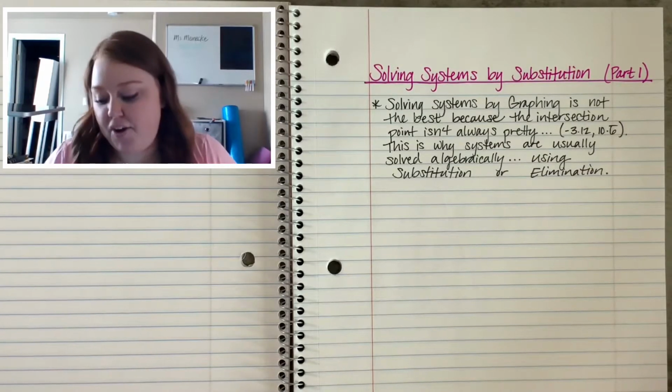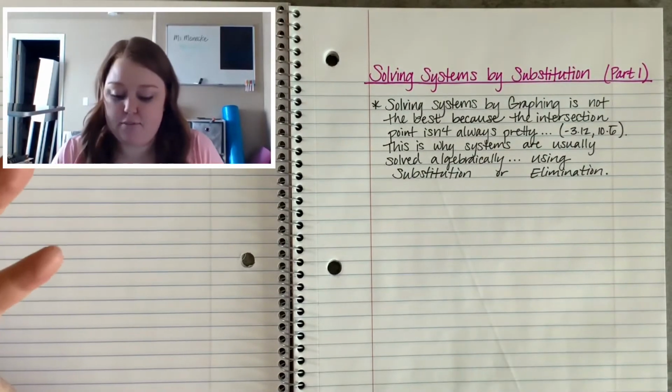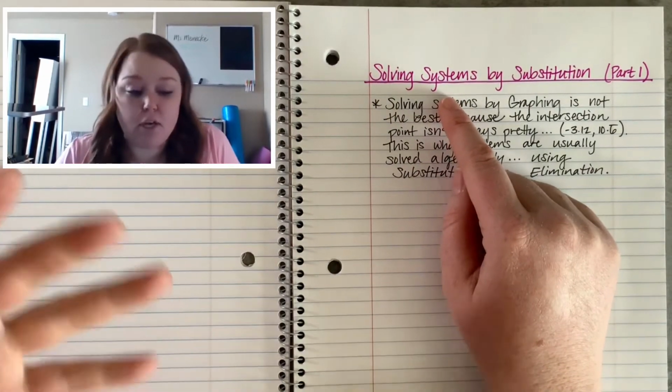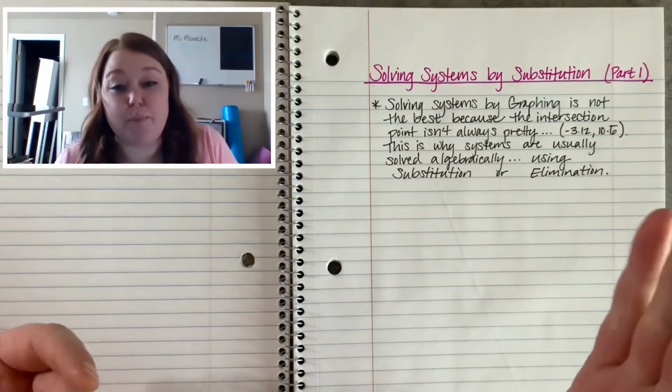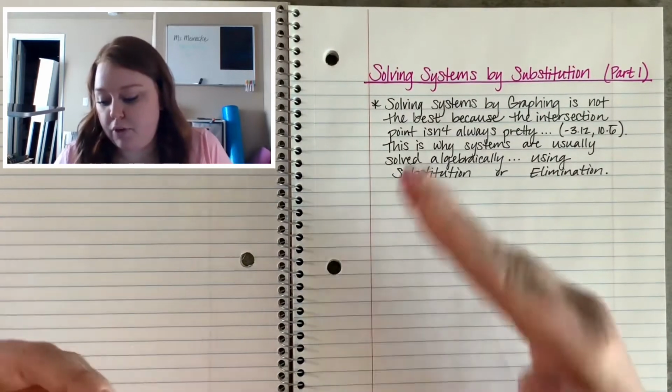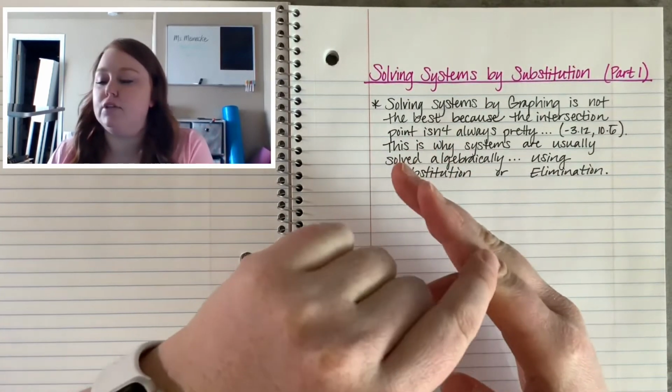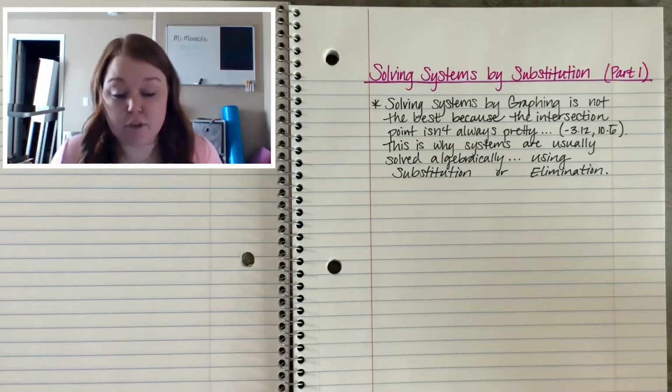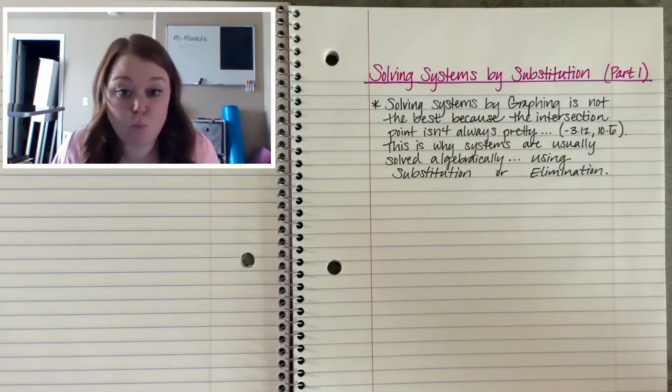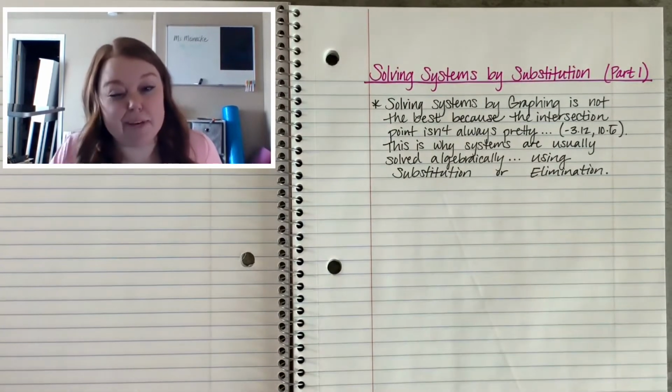Hi guys. Okay, so we just got done learning how to solve systems, but I taught you how to solve systems by graphing. So we graph two lines and wherever the intersection point is, that's our solution. Well, that way works, but it is not the best way.